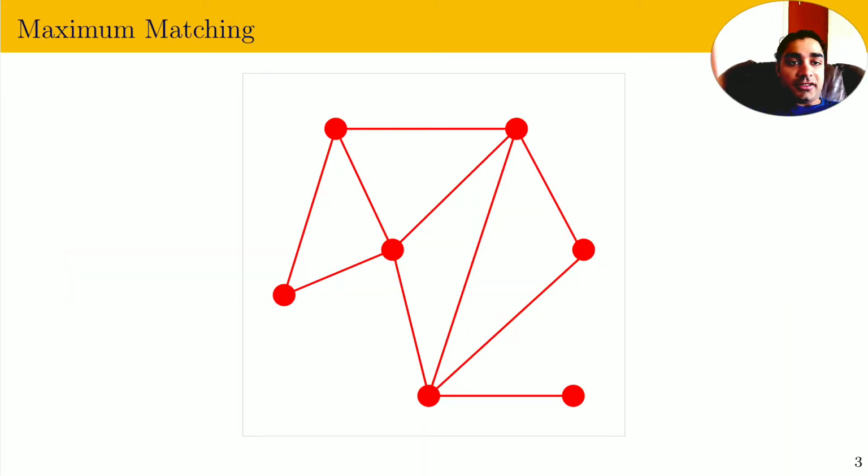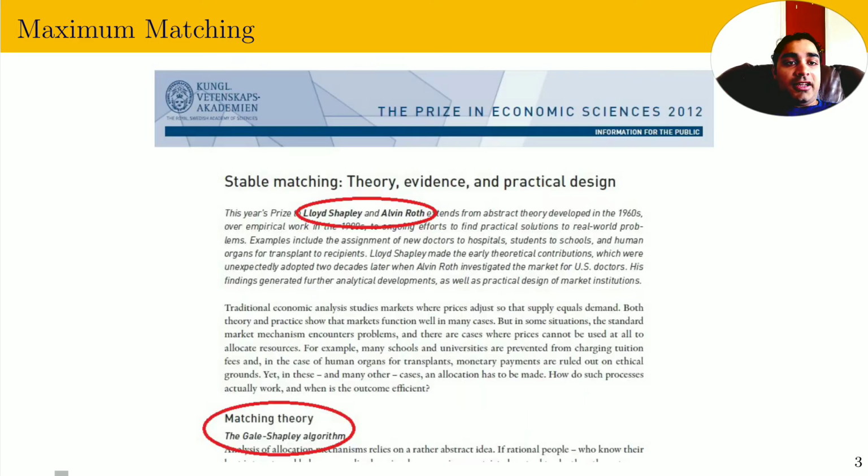A matching in a graph is a subset of edges such that each vertex has at most one edge incident to it. And in the maximum matching problem, we want to find a matching of largest size. Now, the non-bipartite maximum matching problem has played a key role in the development of the field of combinatorial optimization, and also matching theory has won computer scientists their only Nobel Prize.